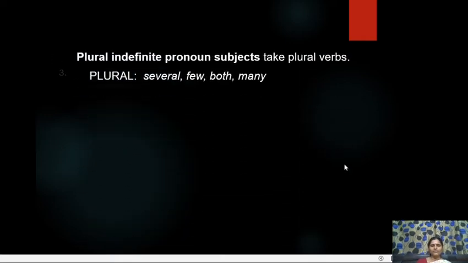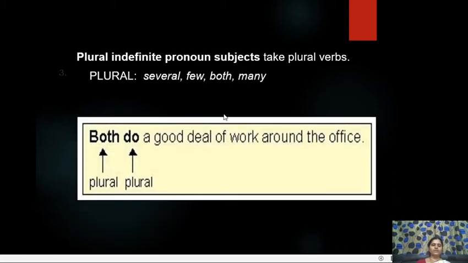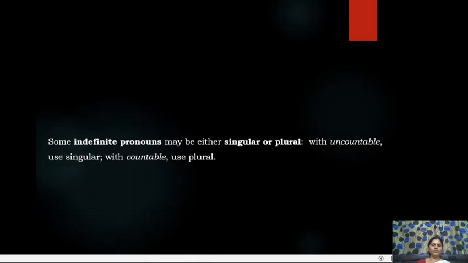When a plural indefinite pronoun is used as a subject in a sentence, that means several, few, both, many. Let us see in the example. Both is a plural indefinite pronoun, so it is used as a subject in the sentence. So we are referring to more than one, and the verb also should be in plural. Both do a good deal of work around the office. So when you are using singular indefinite pronouns, we use singular verbs. When you are using plural indefinite pronouns, we use plural verbs.